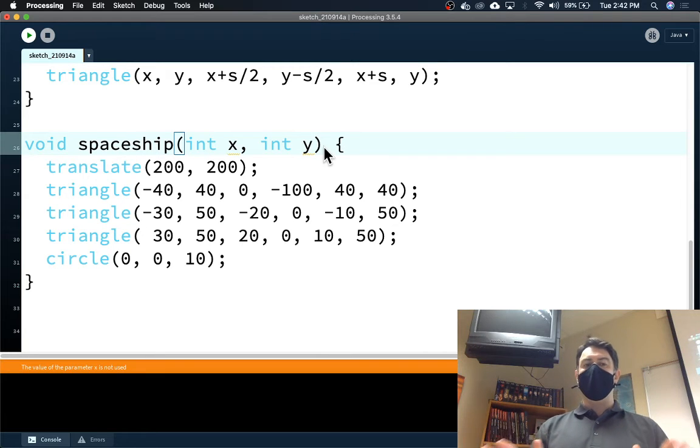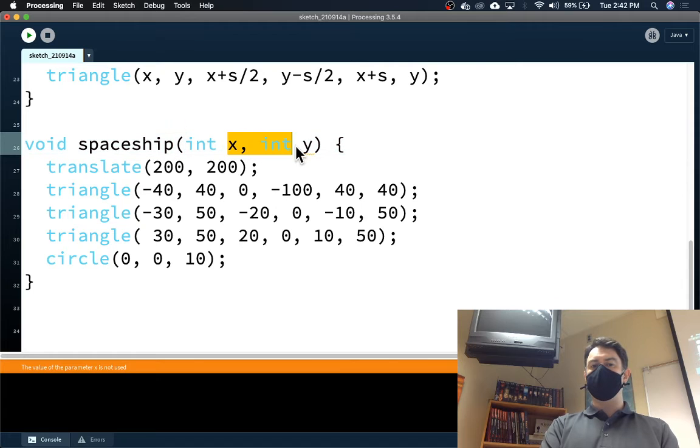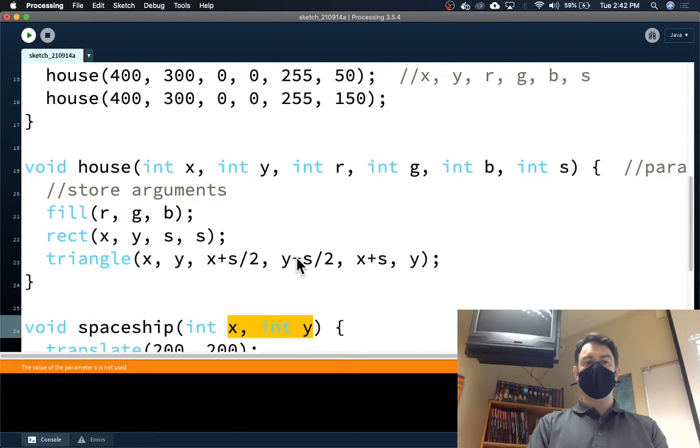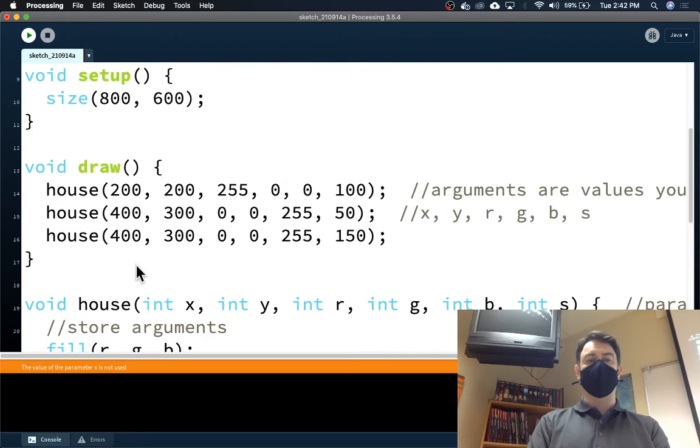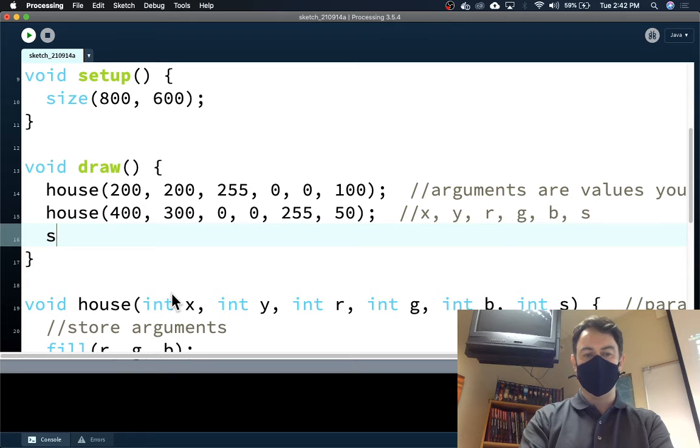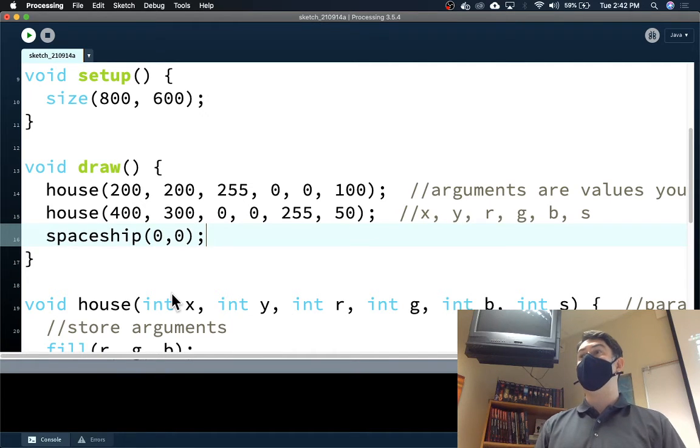Okay, so now I'm going to run my spaceship, and you'll notice there's a bit of a problem here. My X and Y, I'm not using it. So what do you expect to see? Just one spaceship, right? I'll show you. Oh, I guess I have to say draw a spaceship. Here, let's get rid of the house and call spaceship. It doesn't matter where we put it. We're not using the X and Y, right?